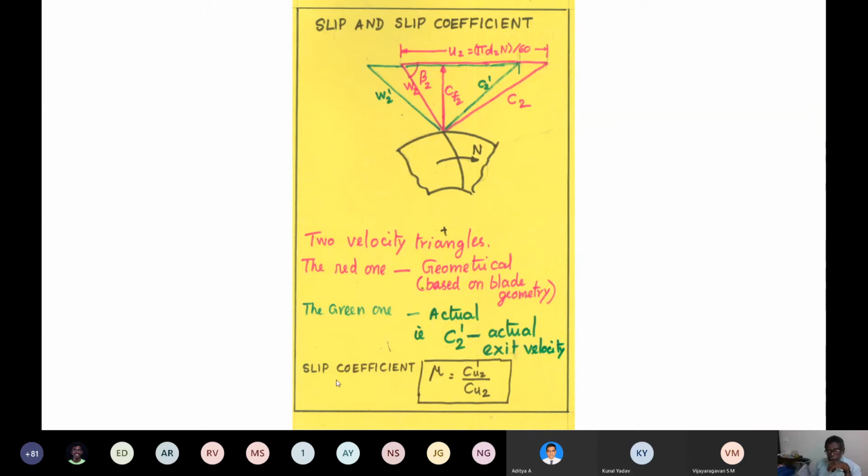Now one should definitely have some idea about the so-called slip coefficient, which is defined as Cu2 dash by Cu2. That means the actual divided by the geometrical value. Okay, these notations will differ. Some authors may say it is Cu2 by Cu2 dash, where by Cu2 dash they mean the geometrical one. Basic idea is, this mu value will be less than 1. It is the actual divided by the geometric.